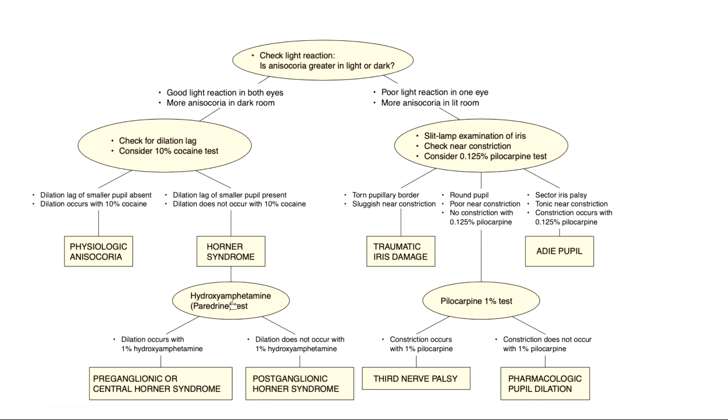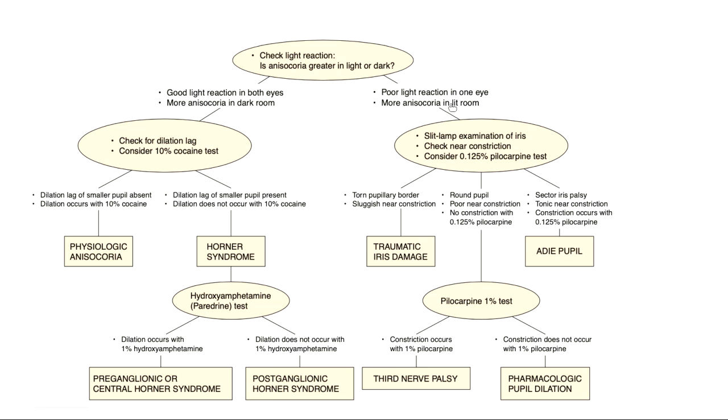If there's dilation with your 1% hydroxyamphetamine, then we can say it's preganglionic or central Horner's. If it doesn't occur with your hydroxyamphetamine, we say it's post-ganglionic Horner syndrome. All right, so what if there's more anisocoria in the light?